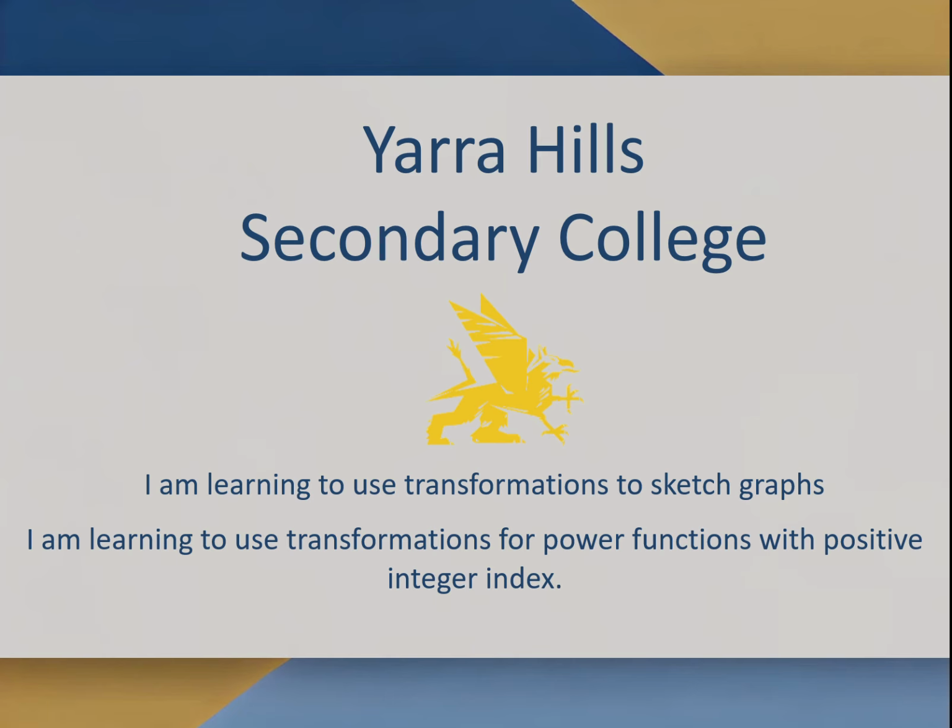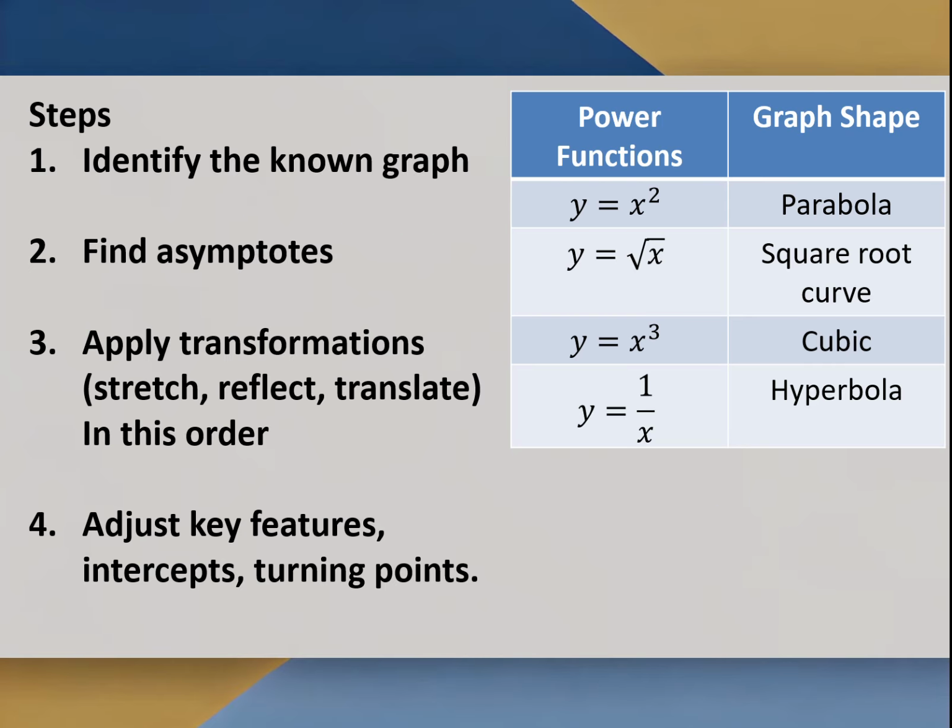Okay, so we are going to be looking at transformations with sketching graphs. This is connecting to 3F, but it's also linked to 3G, when we're dealing with power functions with positive integer index. The first thing we need to make sure we understand is identifying the known graphs. We need to understand what that parent graph is, and if there are any asymptotes.